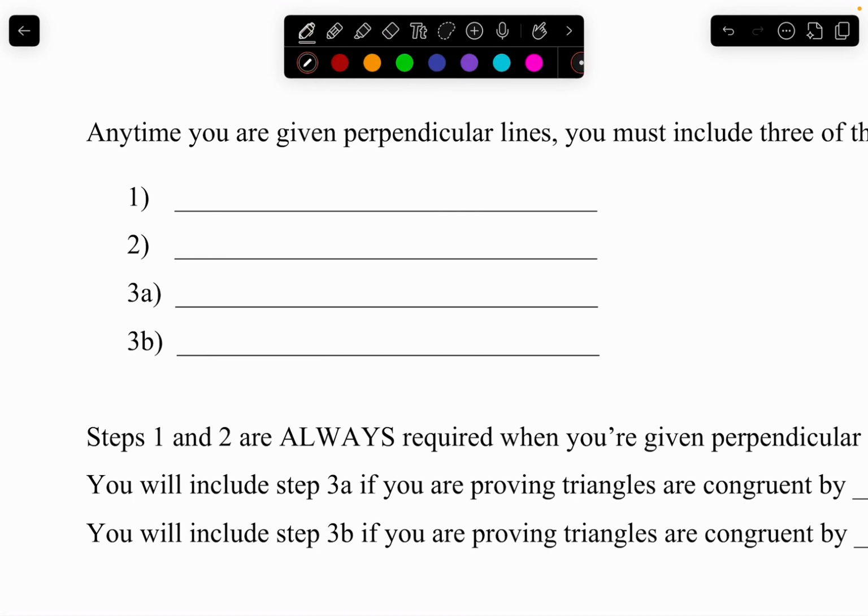So the first step is to mention your perpendicular lines. So we're going to mention our perpendicular lines. Once we have perpendicular lines, we automatically know that we have right angles. So now you're going to mention that you have right angles, okay?